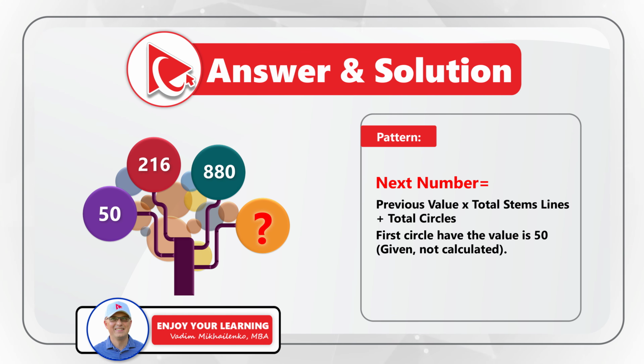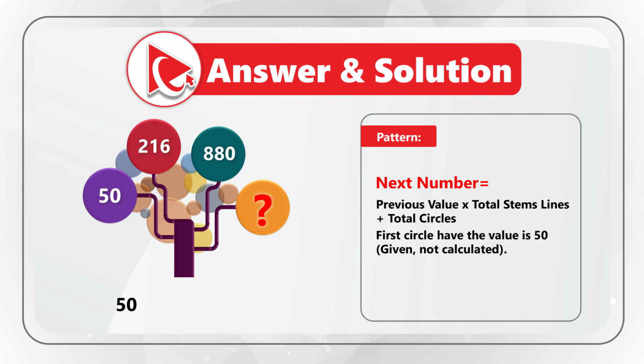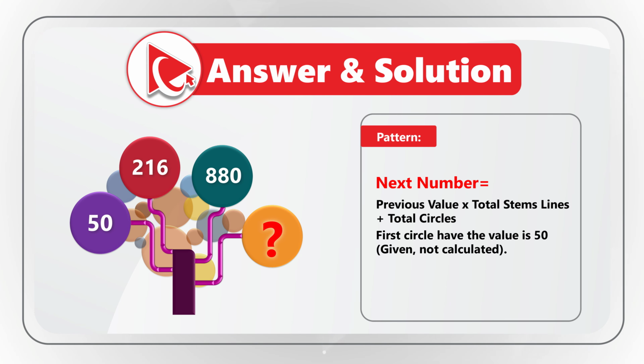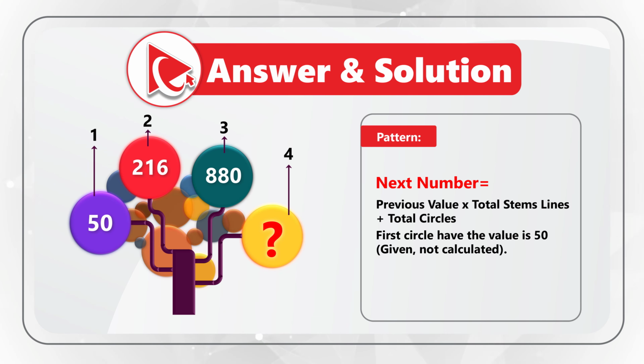The second number, though, is calculated previous number 50 multiplied by 4 plus 16, and the result of this is 216. Third number is calculated as 216 multiplied by 4 plus 16 and equals 880. Now you might be wondering what is 4 and where it came from and what is 16. The 4 is number of stem lines in this structure. Let's count them. 1, 2, 3, and 4. And 16 is the total number of circles. If you count them, you see 4 circles on the forefront the ones that have number and missing number.